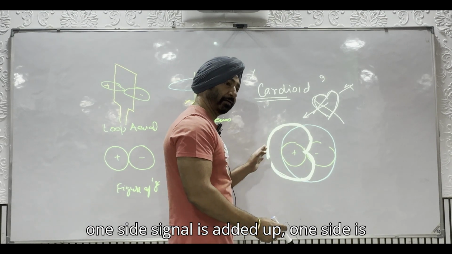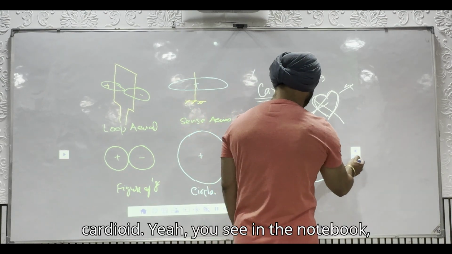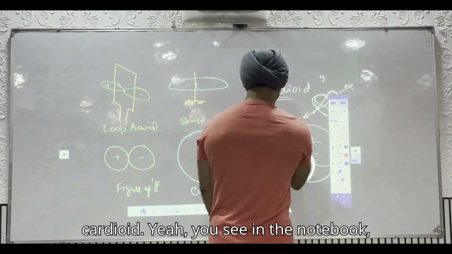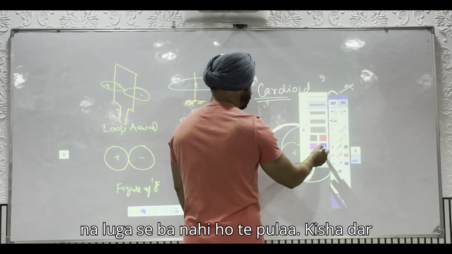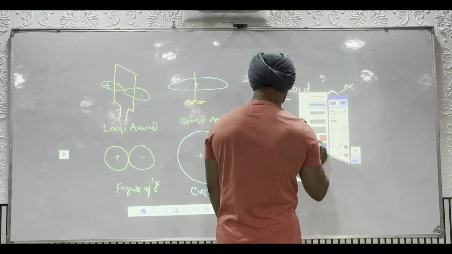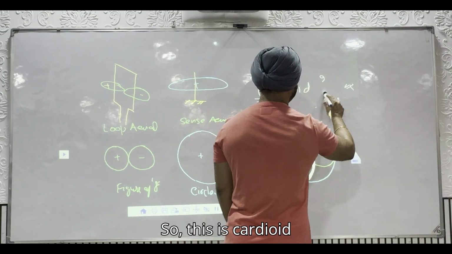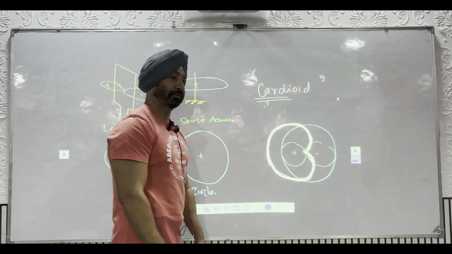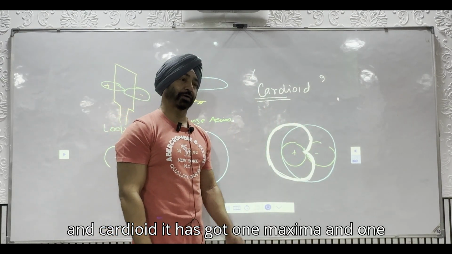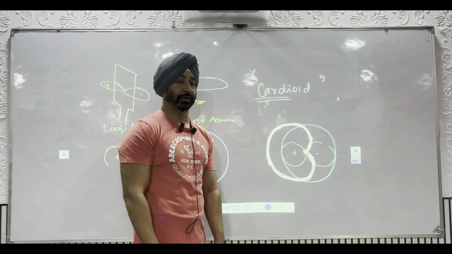One side signal is added up, one side is reduced. The shape is cardioid. People in the notebook are drawing it like a full heart, saying they don't know drawing, but I will draw it, I will draw it fully. Okay, so this is cardioid, and cardioid has got one maxima and one minima. So now the problem is resolved.